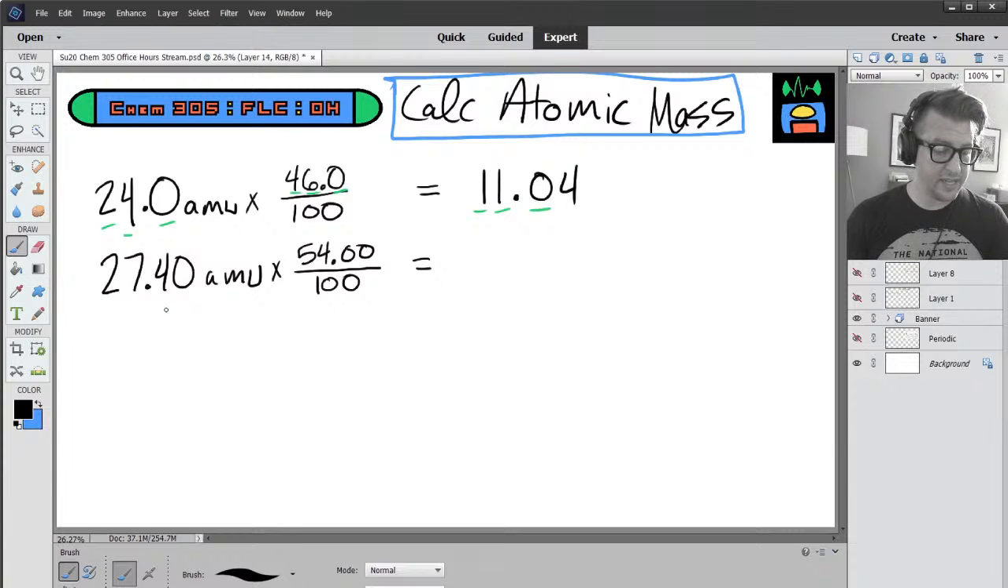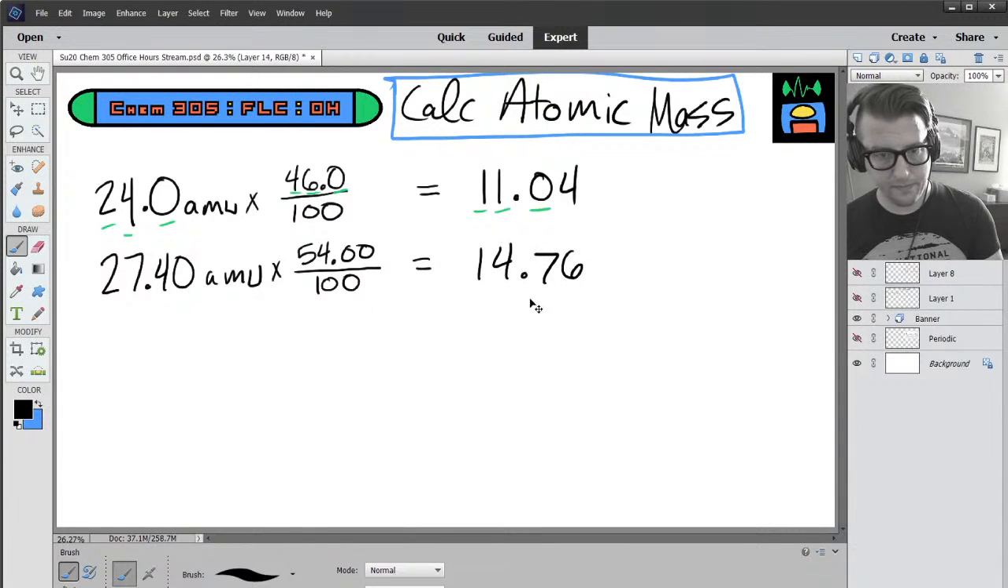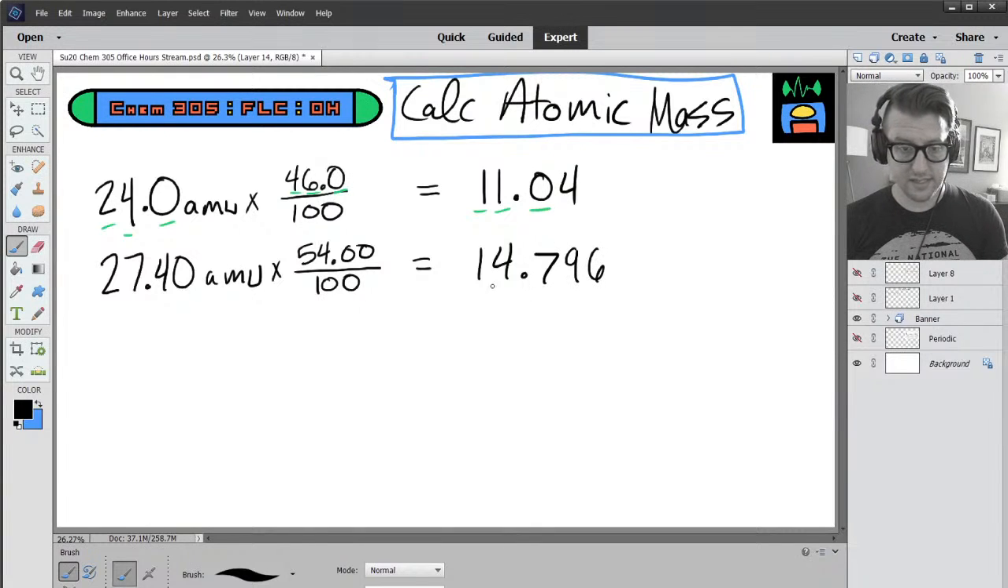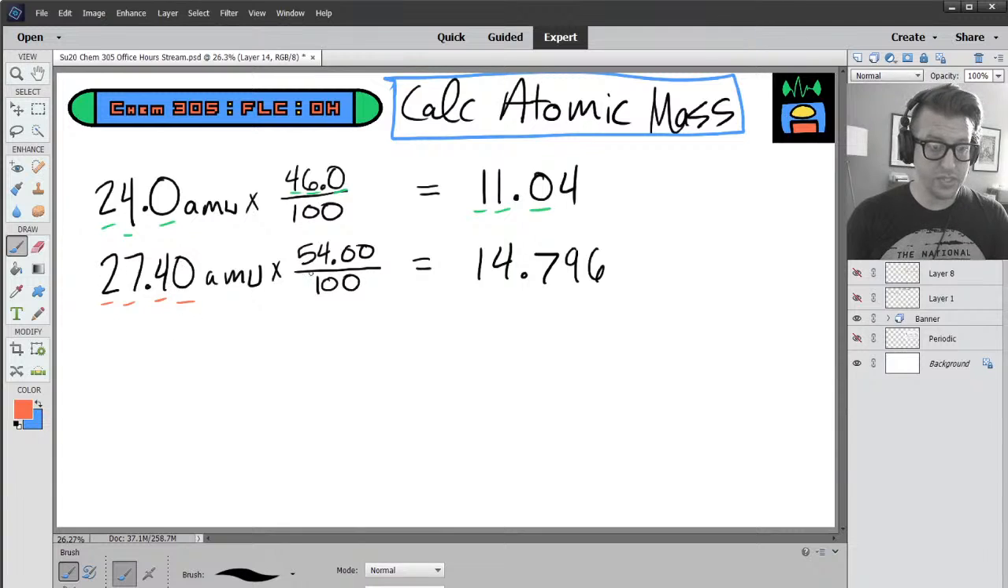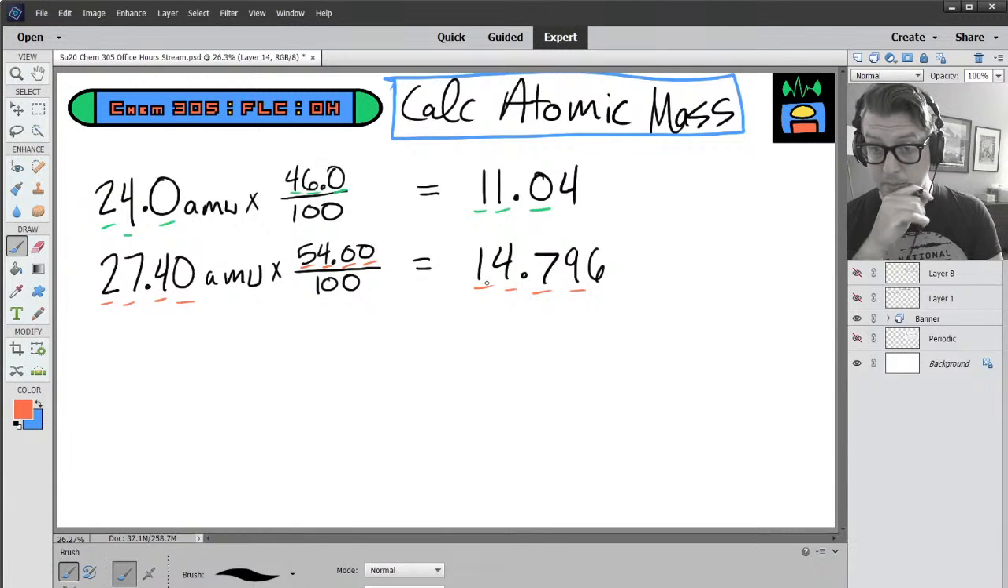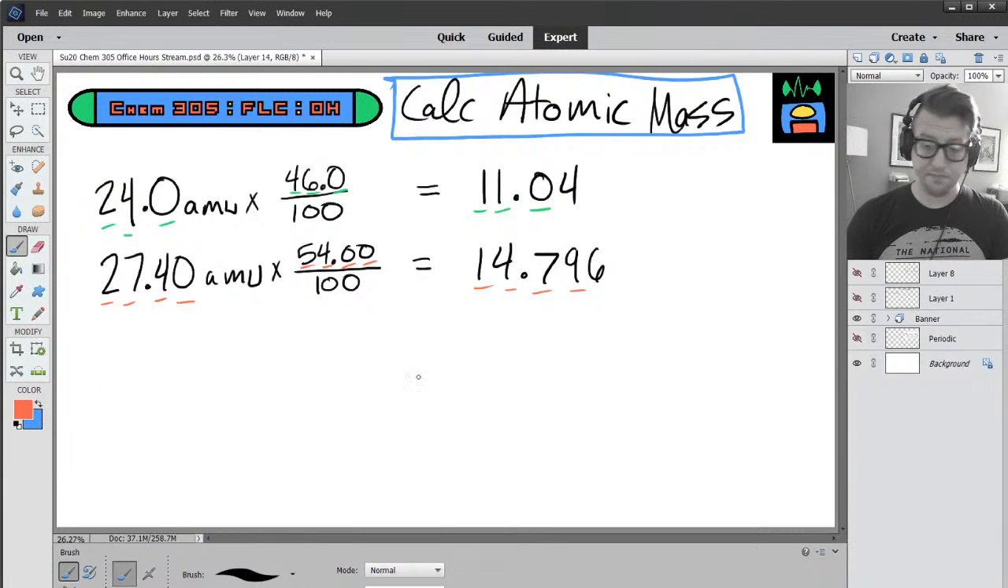Next, let's take 27.40 times 54.00 divided by 100. This comes out to be 14.796. When we look at significant digits for our second product, 27.40 has 4 sig figs, 54.00 has 4. So this product will have 4 sig figs. Again, I'm not rounding, but I'm leaving these 4 lines to remind myself that this number has 4 significant digits.